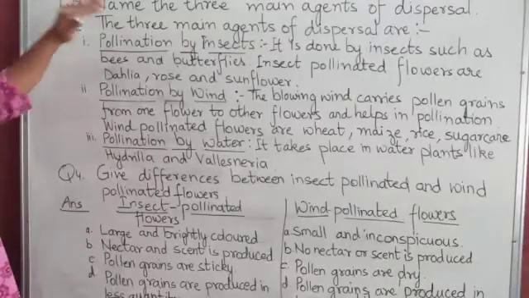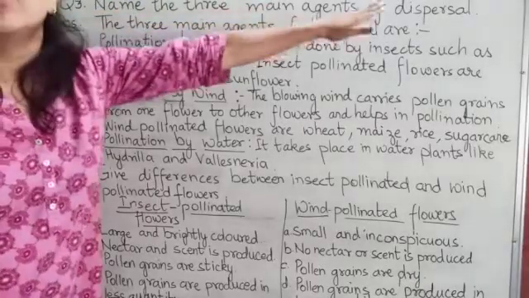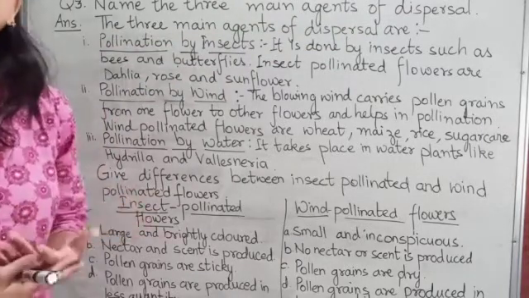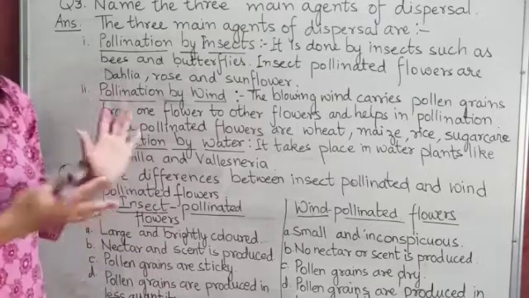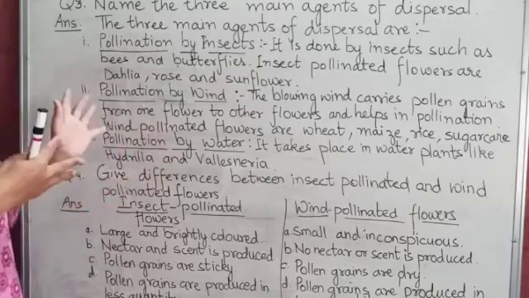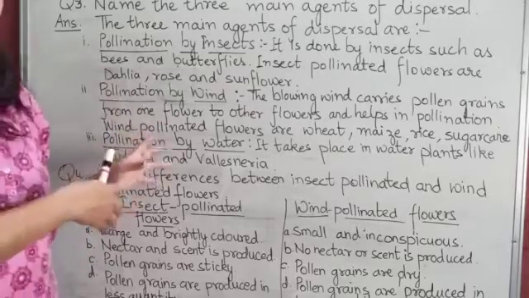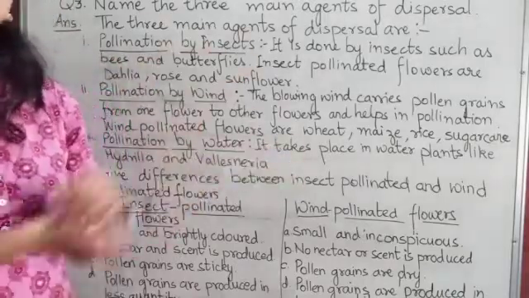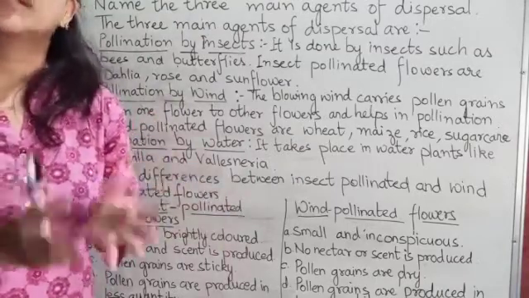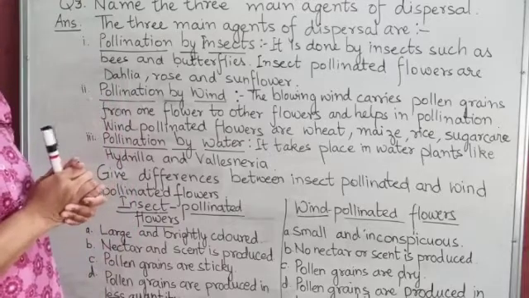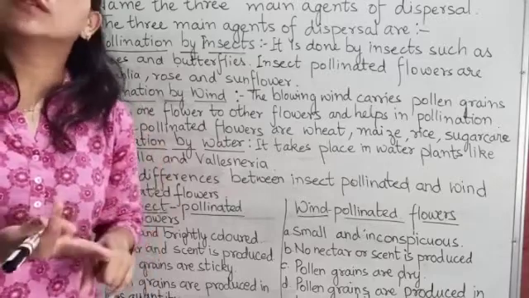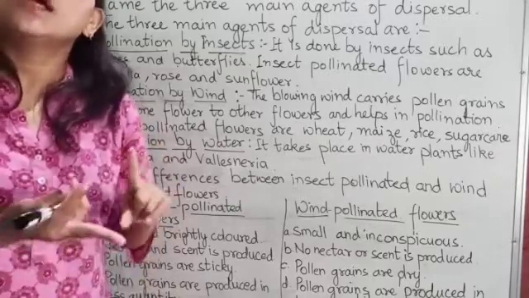Comes question number 3. Name the 3 main agents of dispersal. Now, just now I told you about pollination and types of pollination. Cross-pollination, what does it need? It needs dispersal of pollen grains from the anther of one flower to another flower of another plant. Now for this there are many agents of dispersal. These agents can be insects, wind, water, animals, or humans also.